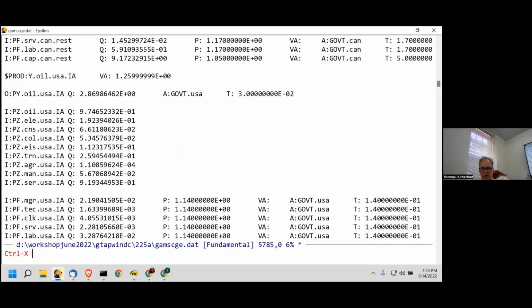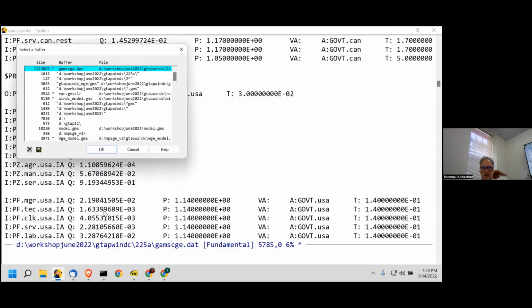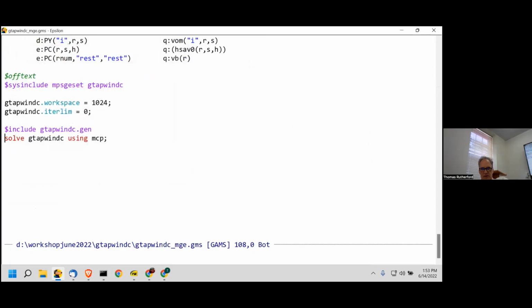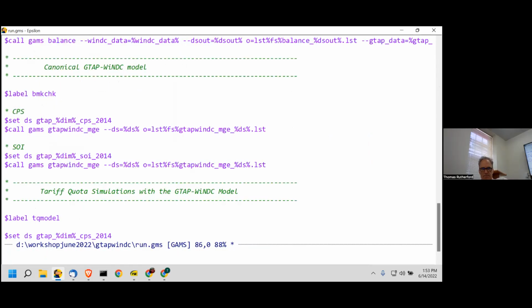And this is what gets constructed, so the flows that go into this file are what gets constructed in the balance routine. That's just a handshake, to verify that we have a precise handshake, that the data set is balanced. If I then go to run.gms, that gives me the two, and I verify that I have a handshake both for the SOI and the CPS. 2014, we've just got the 2017 data set for GTAP, and we have 2017 data for WiNDC. And I've verified that I can run the thing through. I don't have the data file here, but basically we can run this thing through. So there'll be two versions that you can run, one for 2014 and one for 2017.